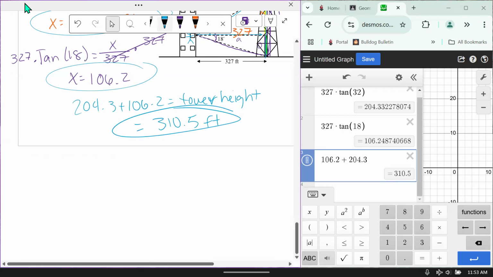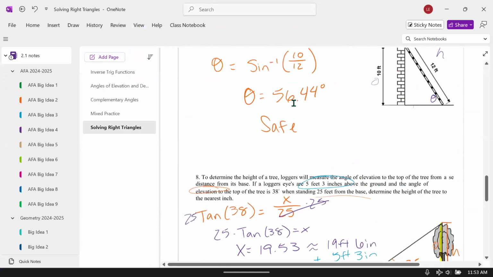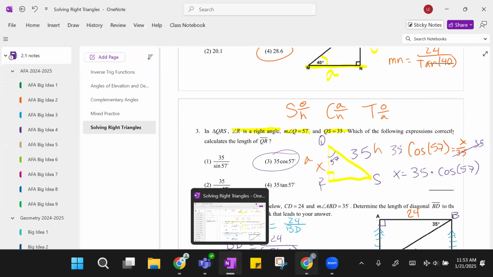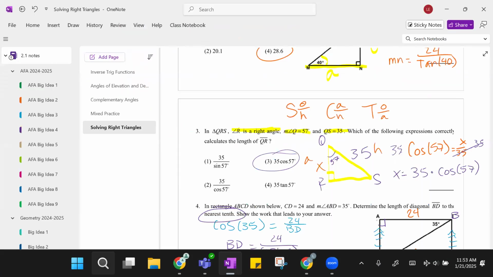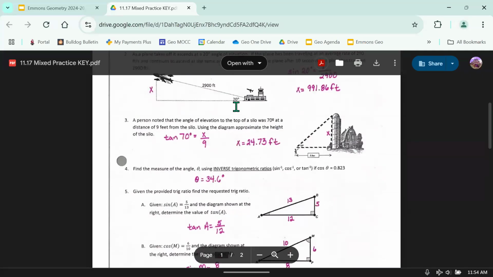So I will go back and I will fix that Google Classroom stuff. But this is all the homework. I just did it right there with you guys. I know it's super long. But again, this is to help you guys on your test on Thursday.